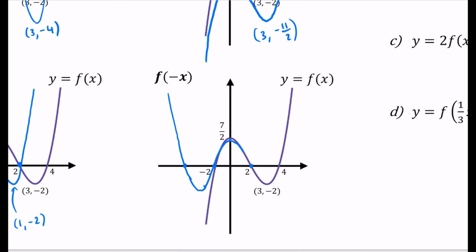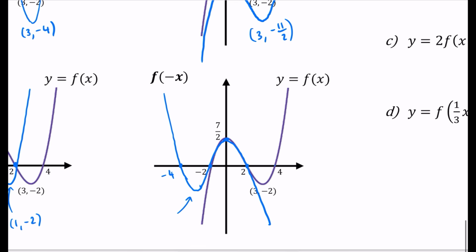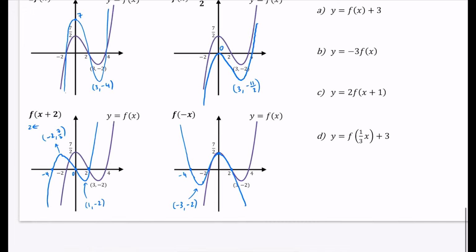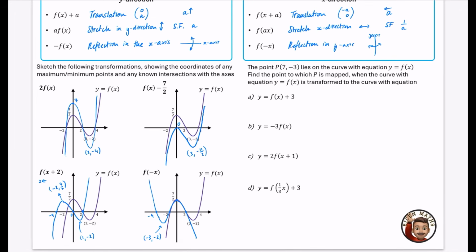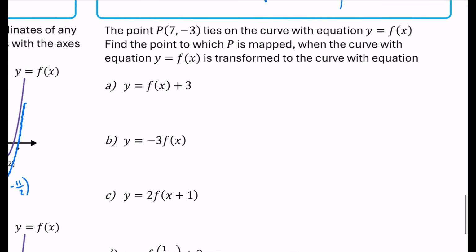Very hard to draw these reflections, I find. So it's crossing at minus 4. Minus 2 is still labelled, and the 2 is still labelled. This is still the same point of 7 over 2. That should be at the same point. And it's just this other one over here. So this minimum point is minus 3, minus 2. Very, very annoying drawing these. Hopefully they give you a nice big bit of paper to do this in the exam.